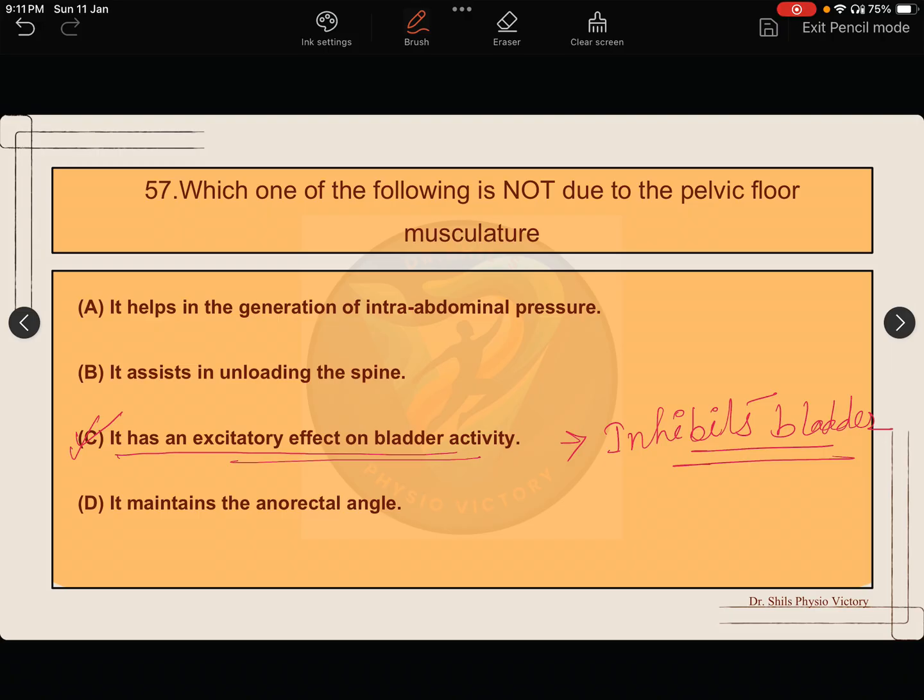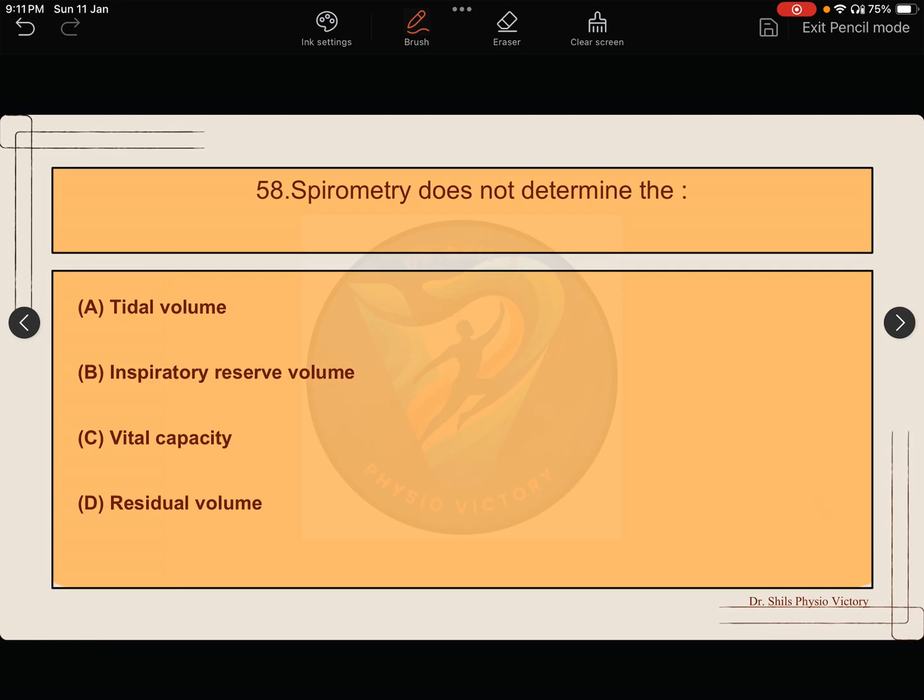Next, come to question number 58. Spirometry does not determine option A, tidal volume, option B, inspiratory reserve volume, option C, vital capacity, option D, residual volume. Here the correct answer is option D, residual volume. Residual volume is not measured by spirometry.